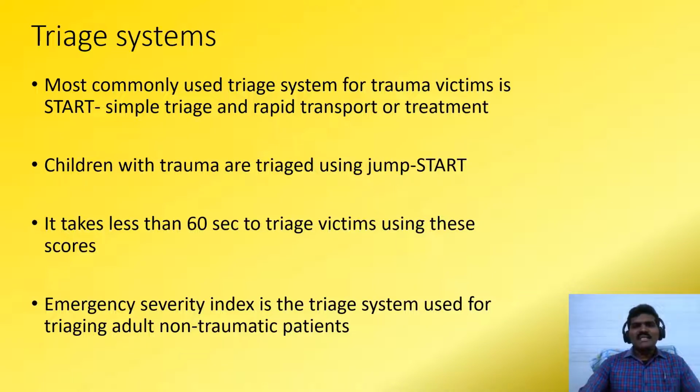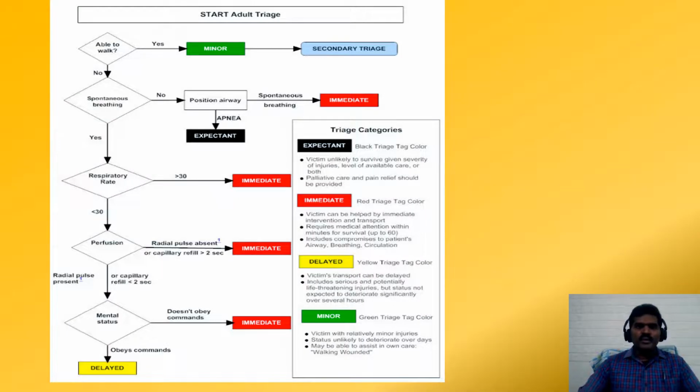It takes less than 60 seconds to triage victims using these scores. Very, very simple scores. You don't have to spend a lot of time on them. It takes just 60 seconds to triage a victim. Emergency Severity Index is the triage system used for triaging adult non-trauma victims. So let us see these protocols one by one.